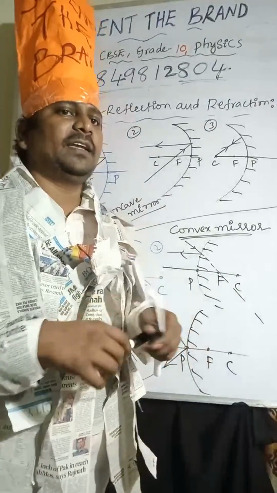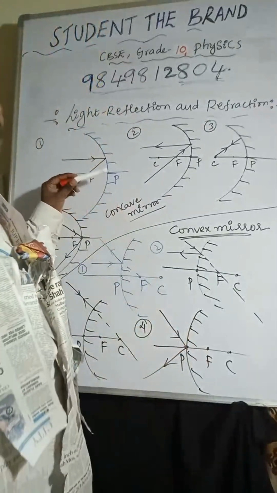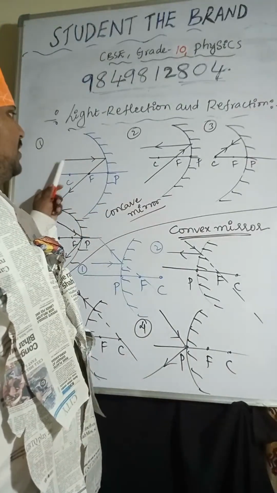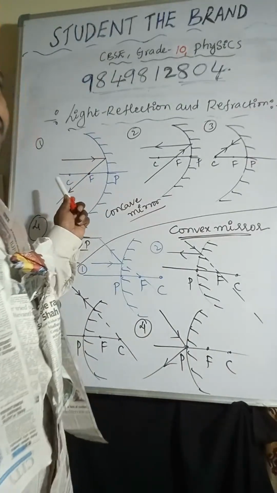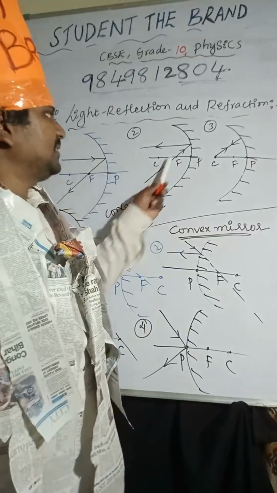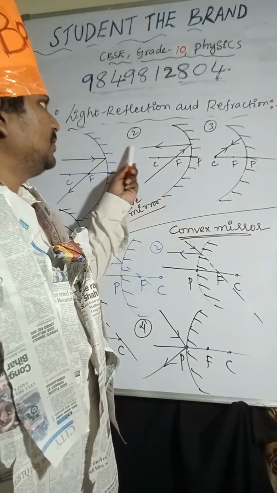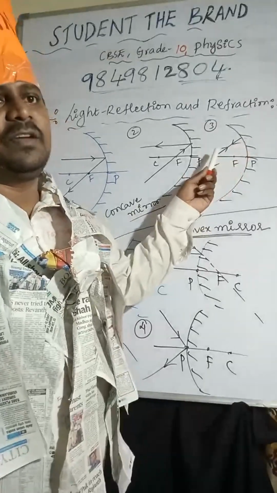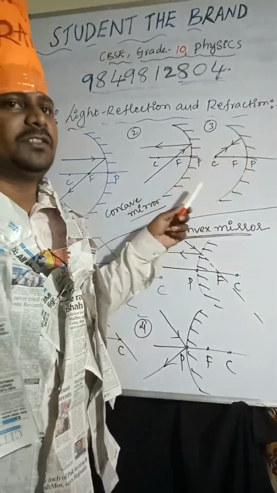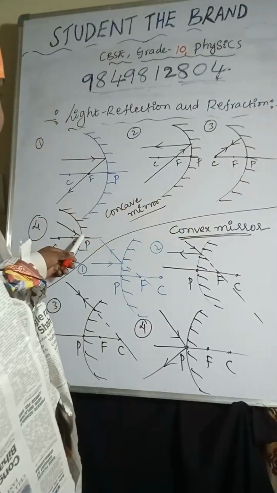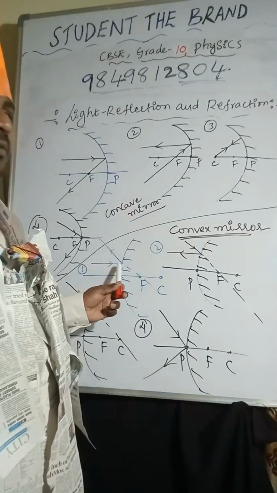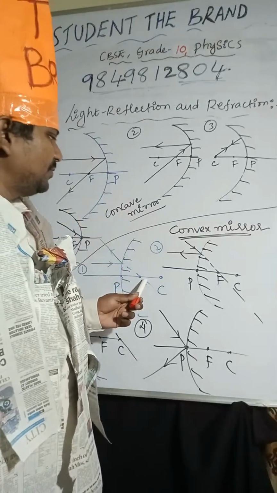Okay, so check here once. This is a concave mirror and a convex mirror. Light ray coming from infinity, after reflection passes through the focus. Light ray passing through the focus, after reflection moves towards infinity. Here light ray passing through the center of curvature retraces its original path. Here light ray incident at the pole reflects back.